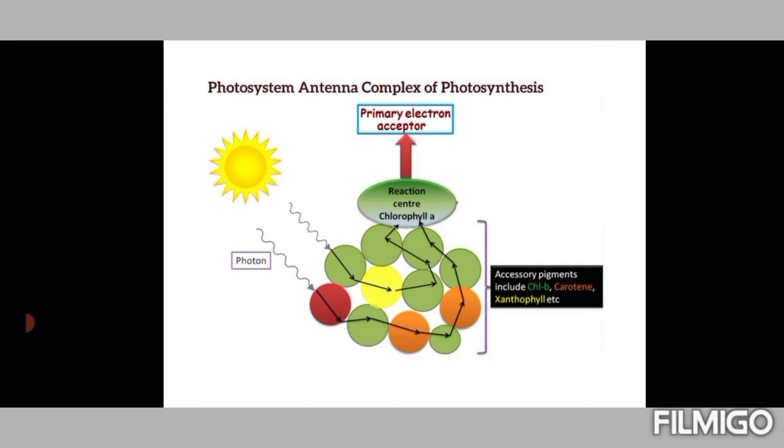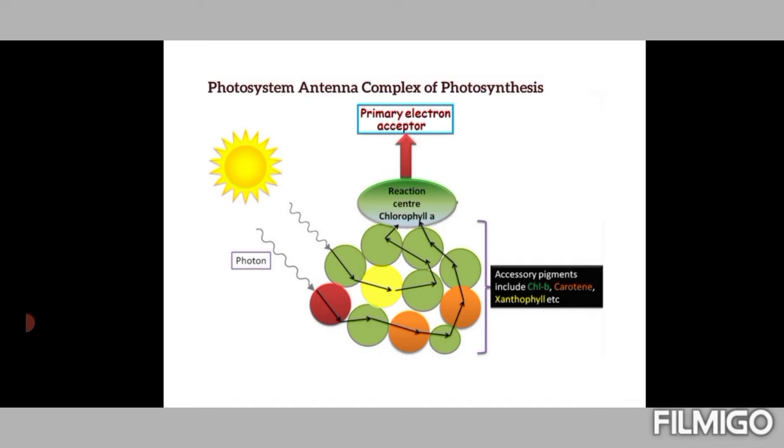This is the basic arrangement of a photosystem, the antenna complex of photosynthesis. You can see the sunlight, the photons, falling on the accessory pigments. The electrons get excited, and the excitation energy is transferred. The process is called sensitized fluorescence. Finally, the excitation reaches the reaction center, where there will be a chlorophyll A molecule, and depending on the photosystem 1 or 2, it can be P700 or P680. So an electron will be released.